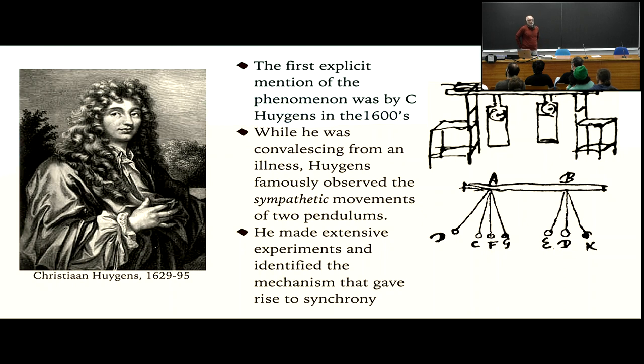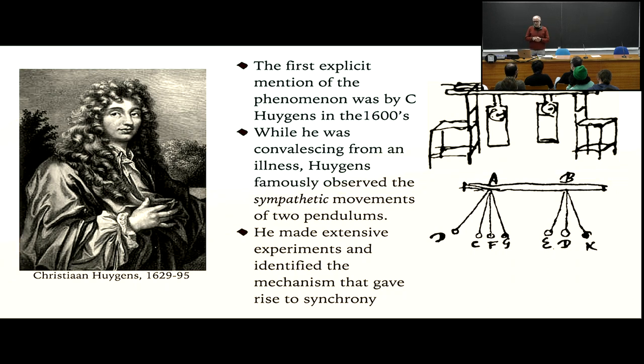Now, as I said, the first mention of synchronization was by Christian Huygens in 1665 or thereabouts. And Huygens, as most of you, I presume, know, did a lot of work in the early days of mechanics. He invented the pendulum clock, and so on and so forth. Lots of stuff, ray optics. He observed this phenomenon and made some very explicit notes which he communicated to his father.